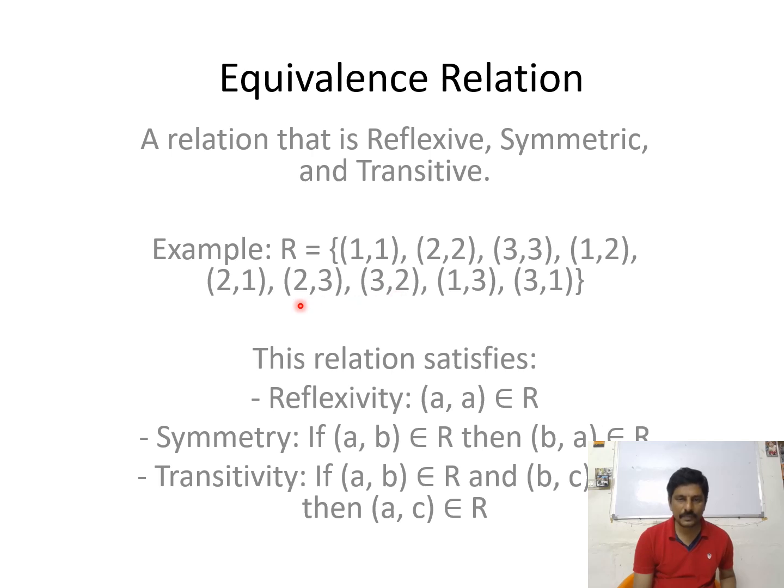And transitive means 1 comma 2 is there, 2 comma 1 is there, 1 comma 1 is there, right? So transitive relation. Okay, so it is satisfying all the three properties, therefore it is said to be an equivalence relation. Next, the relation satisfies reflexivity: A comma A belongs to R; symmetry: A comma B belongs to R, B comma A also belongs to R; transitivity: A comma B belongs to R and B comma C belongs to R, then A comma C belongs to R.